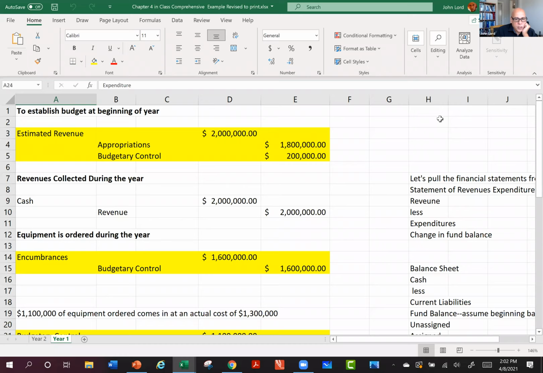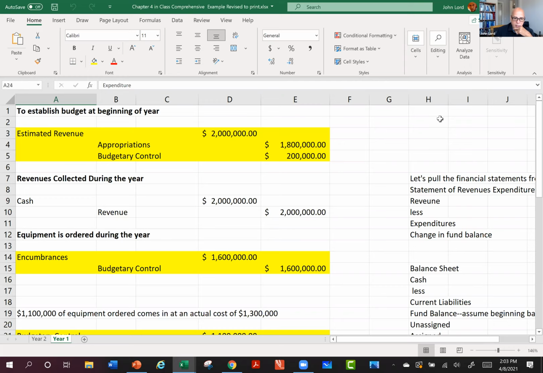So we have this entry to establish the budget at the beginning of the year. We will debit the estimated revenue, and we'll credit the appropriations. We'll also credit, remember, the account budgetary control, for 200,000. Now, appropriation is like our estimated spending, but we don't call it that because it has a specific legal definition. Appropriation means that there's been a law signed by the legislature and the executive branch that allows this government to spend money. Without this appropriation, the government cannot spend any money, okay? So they debit estimated revenue, credit appropriation, and credit budgetary control. That's a budgetary entry, which is why it's highlighted in yellow.